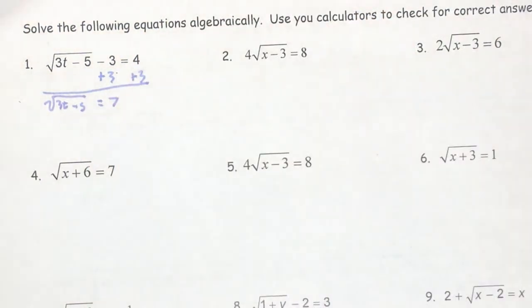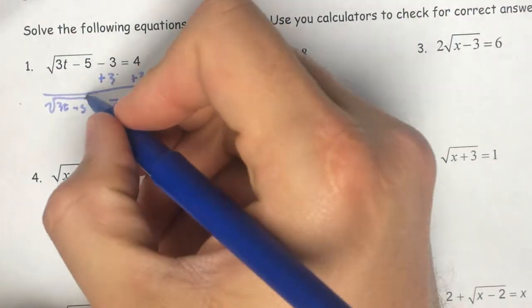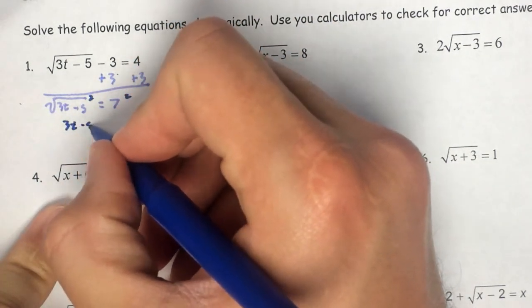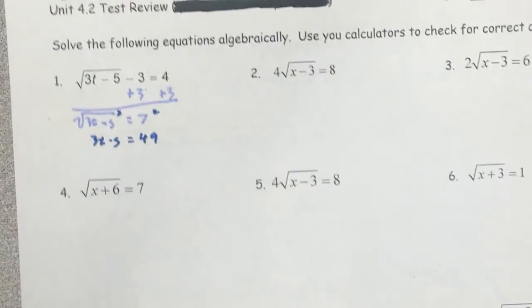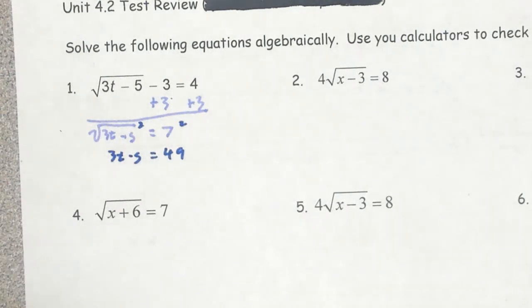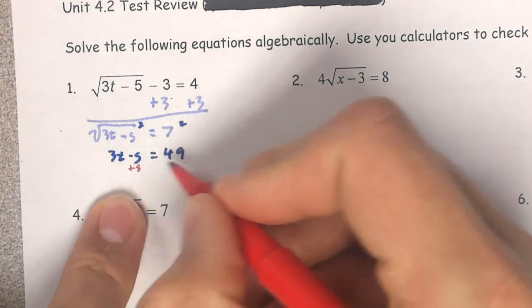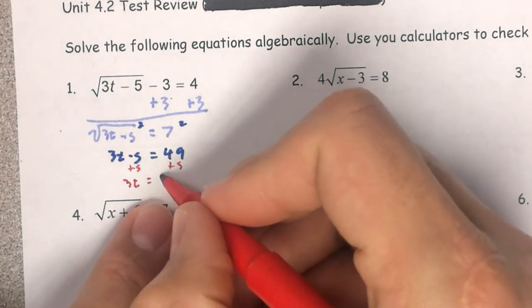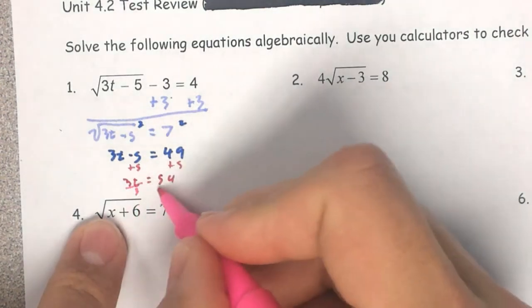My radical is by itself, so what I'm going to do next is square both sides. Square that side, square that side. I get 3t minus 5 is equal to 49. I've gotten rid of my radicals successfully. What I'm going to do next is solve for t. I'm going to add 5, so I get 3t is equal to 54. And the last thing I'm going to do is divide by 3.